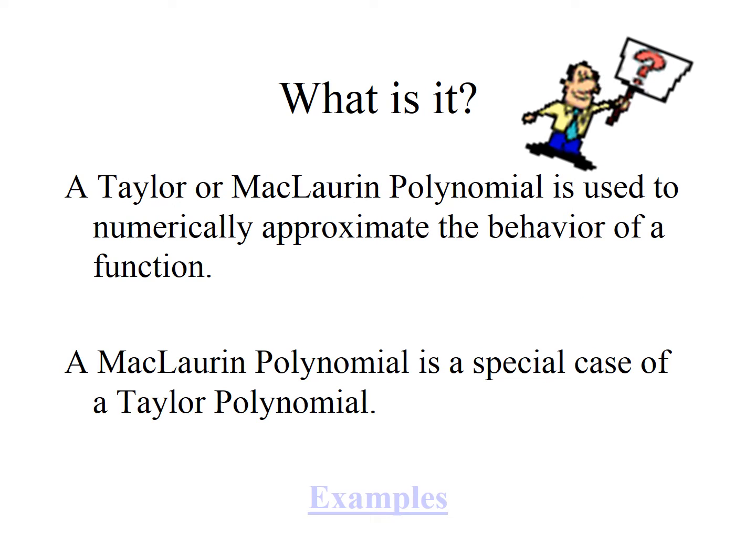Now I'm sure you're asking yourself, what exactly is this? Well, a Taylor polynomial and a MacLaurin polynomial allow us to approximate functions using polynomials. We can approximate what sine x looks like by using a polynomial. We can approximate what the natural log of x looks like by using a polynomial.